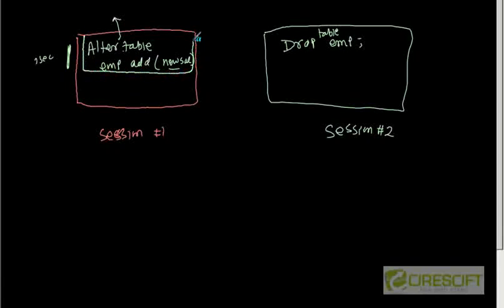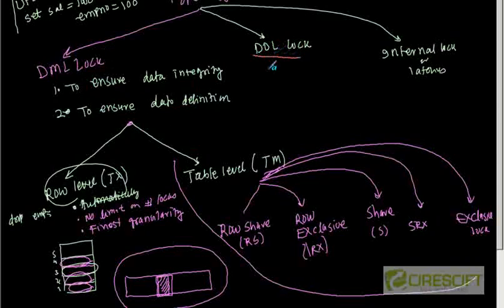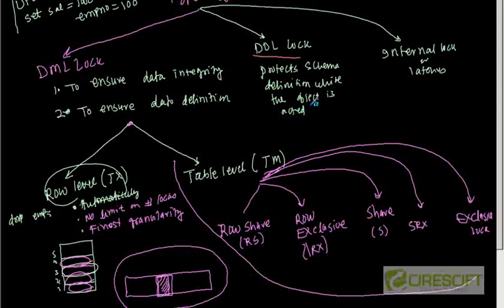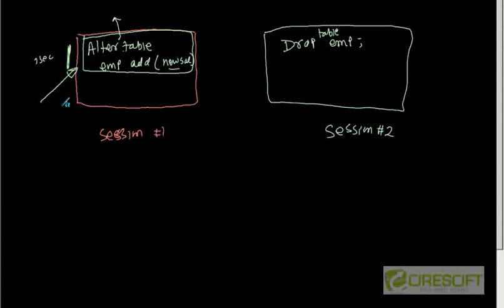We are going to acquire a DDL lock. The transaction which is doing this alter table should acquire a lock on the EMP table so that other users cannot drop it or do any destructive interaction with that object. That is the goal of the DDL lock. A DDL lock protects the schema definition while the object is acted upon by a DDL. When this DDL is going on, I want to make sure that it finishes properly, and it will only finish properly if we have a table called EMP. Therefore session 2 should not do that.